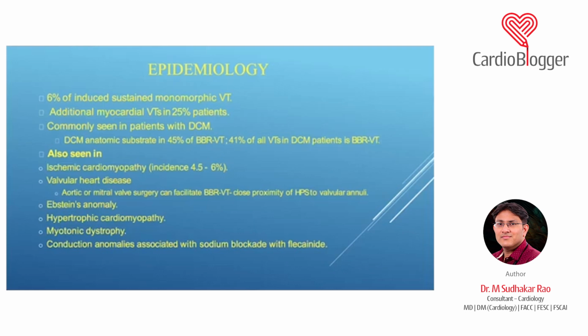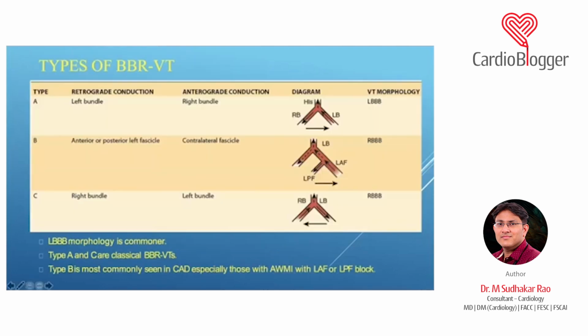However, it is not only common in dilated cardiomyopathy. It can also be seen in ischemic cardiomyopathy, where the incidence is less, 4.5 to 6%, and in patients with valvular heart disease, but it is usually seen after surgery, because during the surgery there can be trauma to the bundle branch or His bundle, which may cause a bundle branch re-entry VT. It is also seen in patients with congenital heart disease like Ebstein's anomaly, hypertrophic cardiomyopathy, neurological disease like myotonic dystrophy, and other conduction anomalies, and sodium channel blockade with flecainide can be associated with bundle branch re-entry.